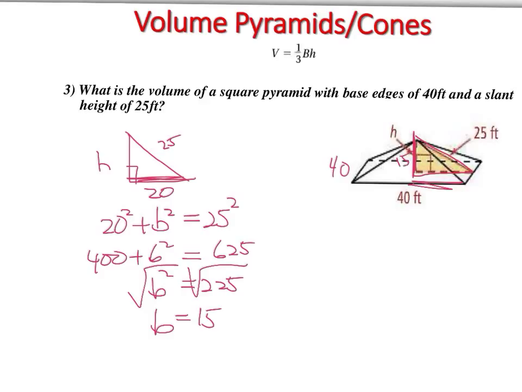Okay, so finding this volume, the volume is going to be 1/3 the area of the base, so that's 40 times 40. The common mistake would be to just have 40 in there, but it's 40 times 40 times a height of 15. Okay, so multiplying that together, we'll get 8,000 cubic feet.